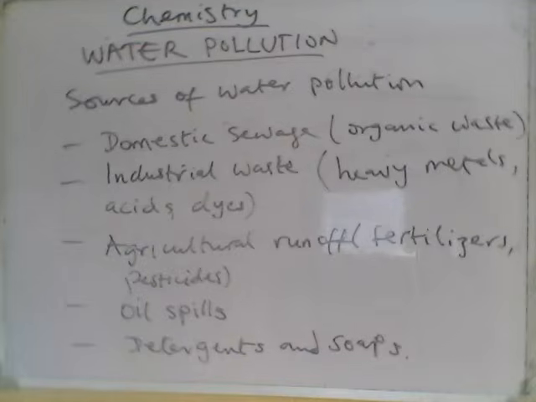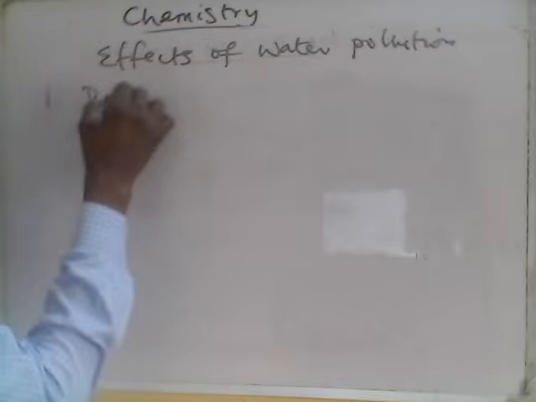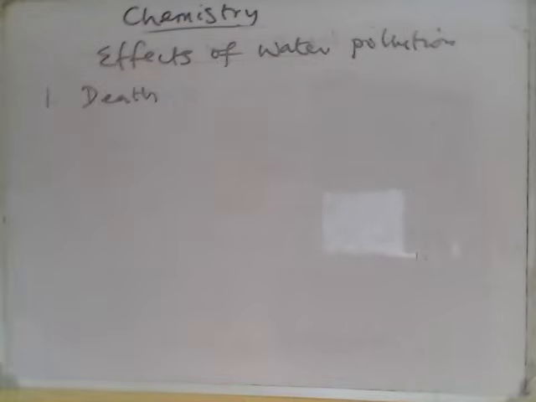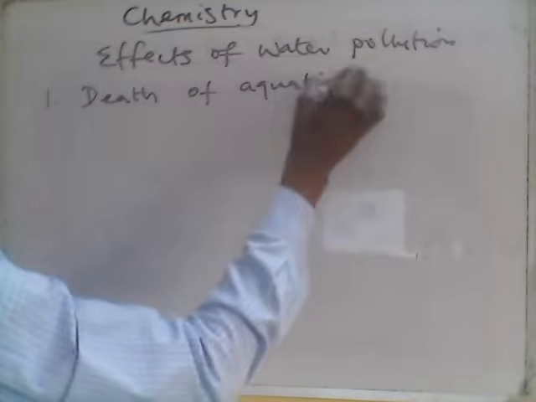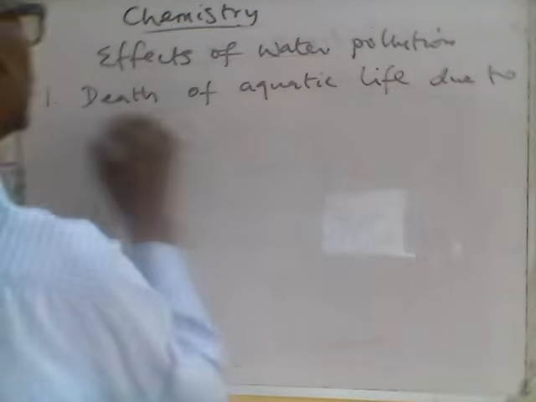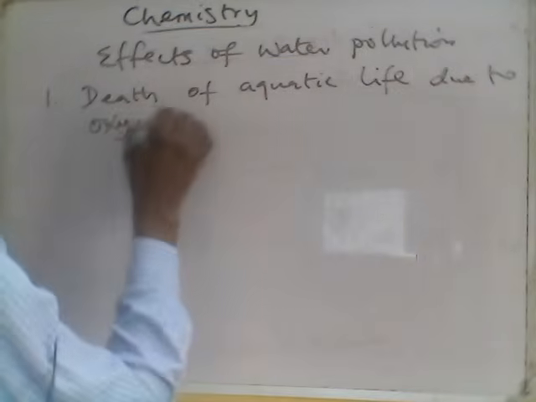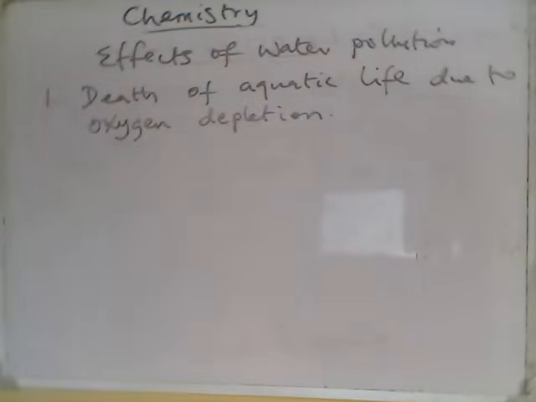So what are the effects of water pollution? So number one effect here is that it causes death. Sure, it causes death. Death of aquatic life due to oxygen depletion. Death of aquatic life, the lives that live in the water. Aquatic life due to oxygen depletion. So if these harmful substances are introduced into the water, they would actually deplete the oxygen, and the aquatic life will be starved of oxygen and they die.